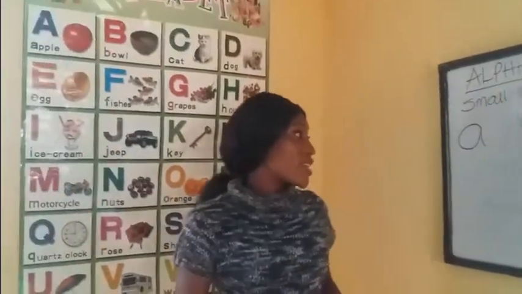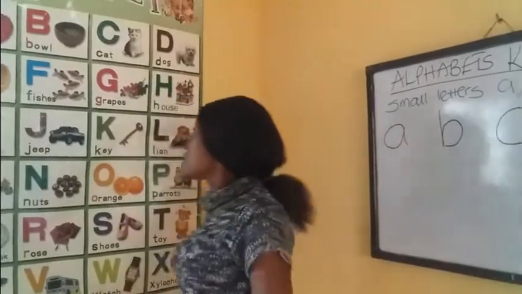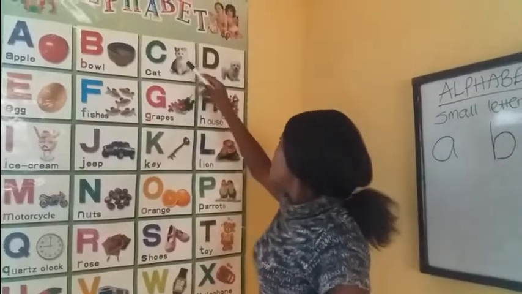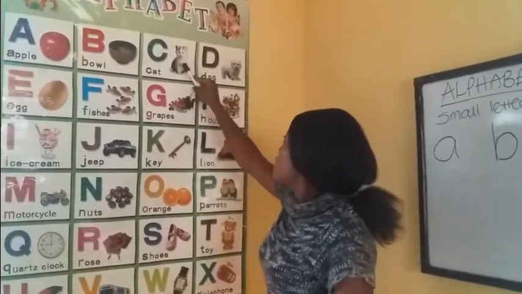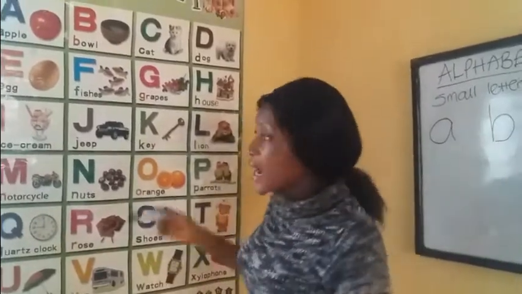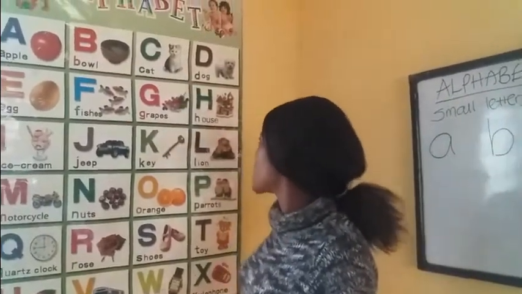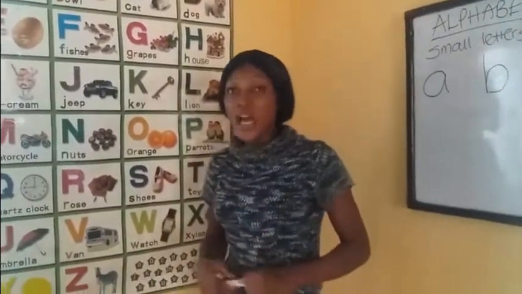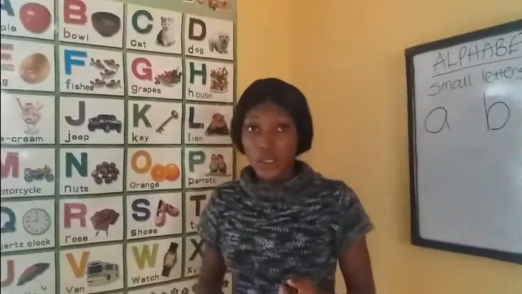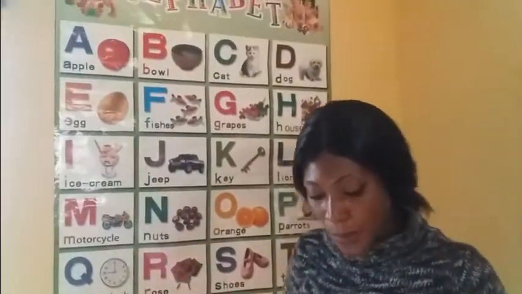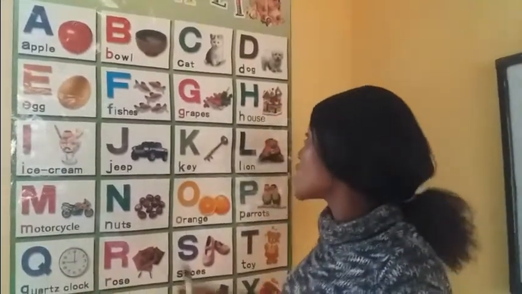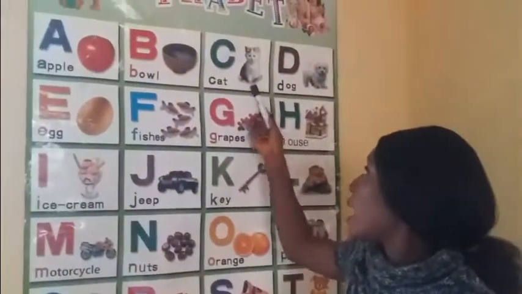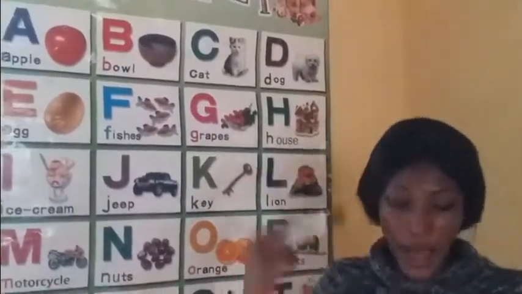The next letter there is letter C. This is letter C on our chart. The animal or the object that begins with letter C is a cat. This is a cat. And other examples of objects that begin with letter C are a cow and a cap. Those are other examples of objects that begin with letter C. A car, a cat, a cap, and a cow.